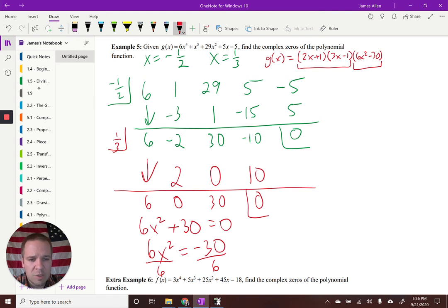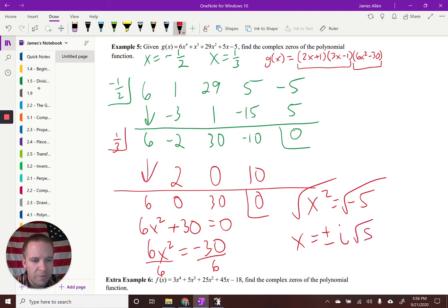All right, so I've got x squared equals, well, negative 30 divided by 6 is negative 5. Square root both sides. And I'm going to get x equals plus or minus i root 5. So those are my two remaining. Lovely. And these are imaginary solutions, which are included in the complex solutions as well. So, right, our reals and our imaginary are part of the complex. We jotted that down earlier.